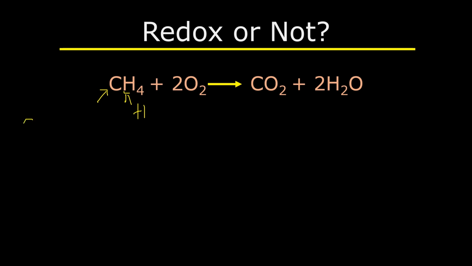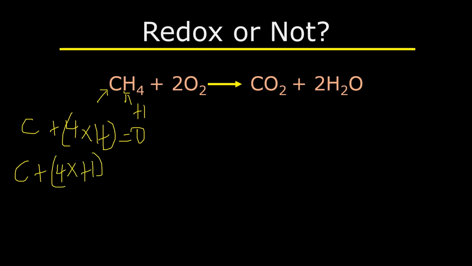So C plus 4 times H. This is a neutral compound, so everything is going to be equal to 0. So carbon plus 4 times plus 1, which is representing the oxidation state of H, is going to be equal to 0. So carbon plus 4 is equal to 0. Carbon's oxidation state in methane is going to be minus 4. So this is a minus 4 over here, and then each individual hydrogen is a plus 1.